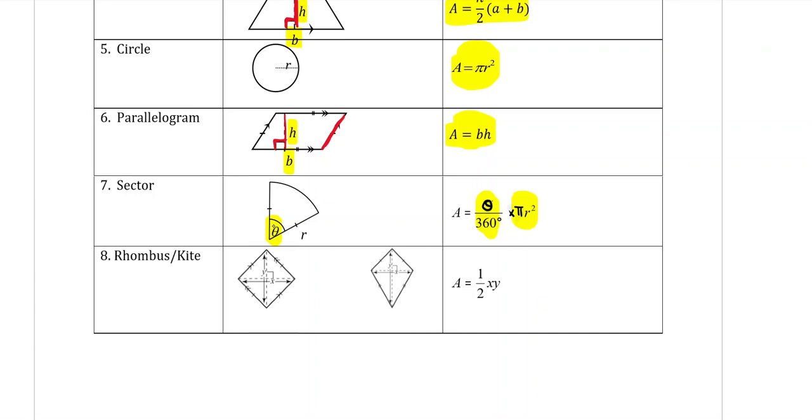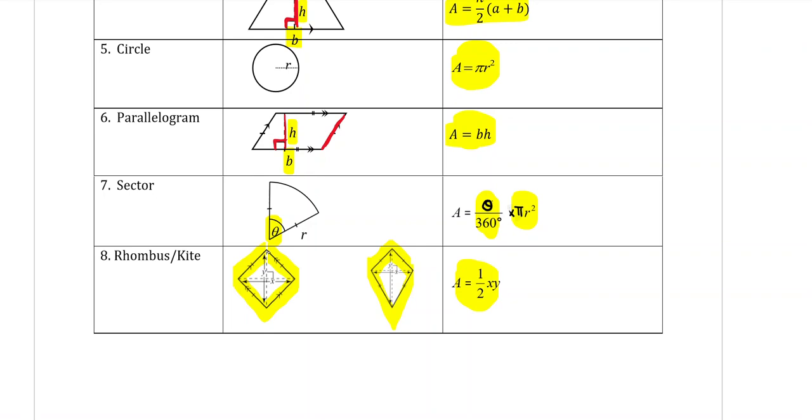A rhombus and a kite both have the same formula, which is A equals half xy. A kite is this one here that has normally two little sides at the top, and then two longer sides coming down the bottom. So the two top ones are the same, the two bottom ones are the same. A rhombus is that one, even though that kind of looks like a square. It's meant to be a square that's not necessarily right angles. It could be a pushed over square.